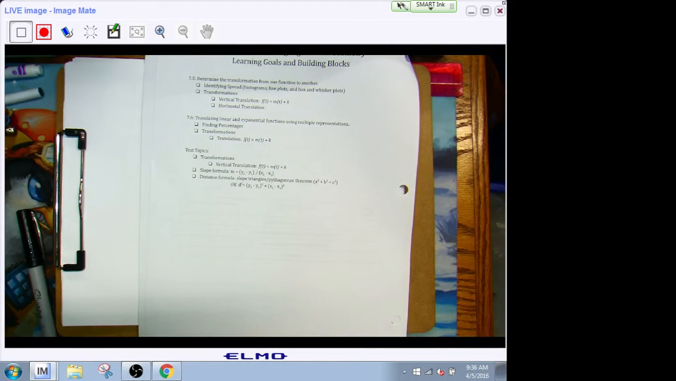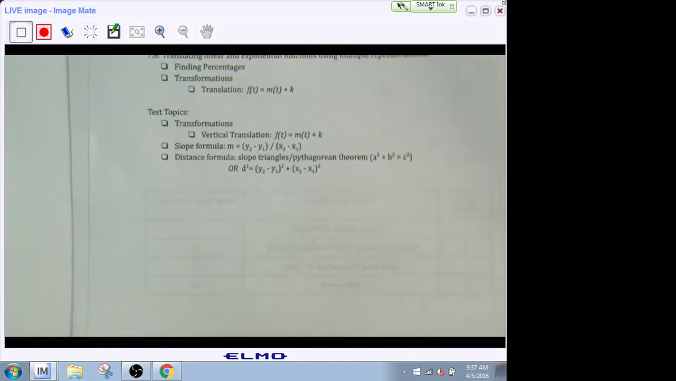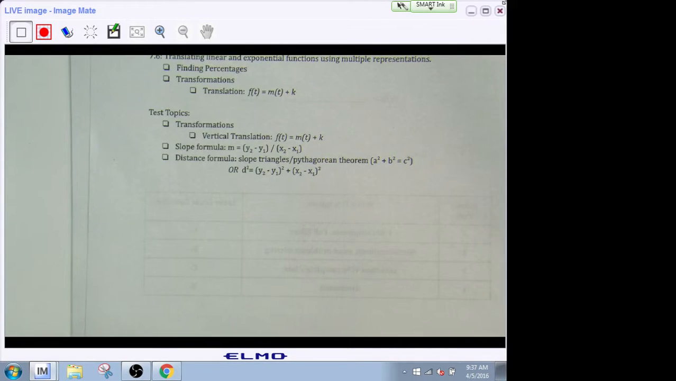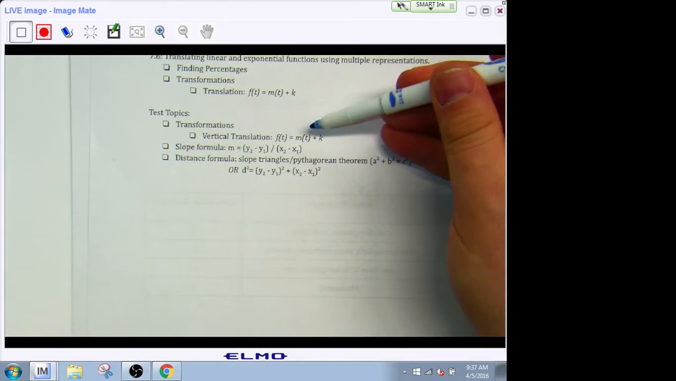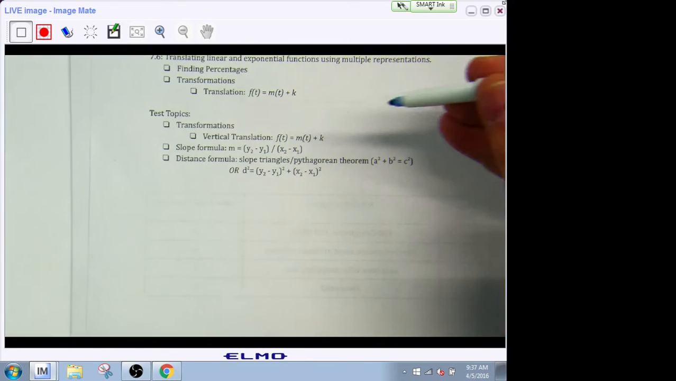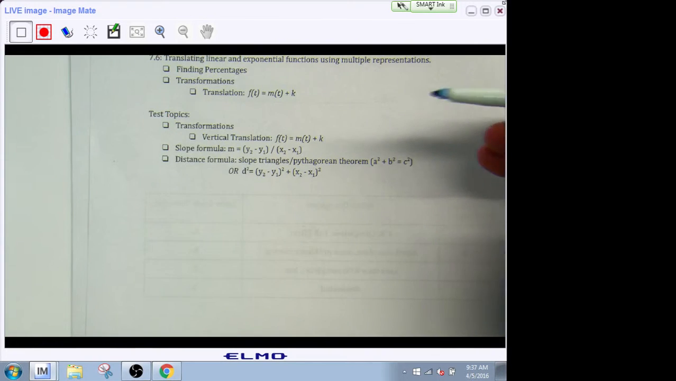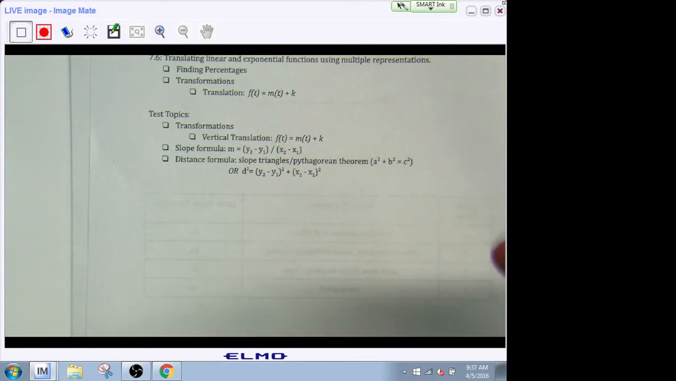All right. So when you guys look here at your homework packet, I have the 3 major test topics written down there. These are our main building blocks that we want to get through in this unit. We have transformations focusing on vertical translation, the slope formula, and the distance formula using slope triangles and Pythagorean theorem. These are the main things that we're going to have to be able to perform on the test. And I really want to make sure that we understand all of this.